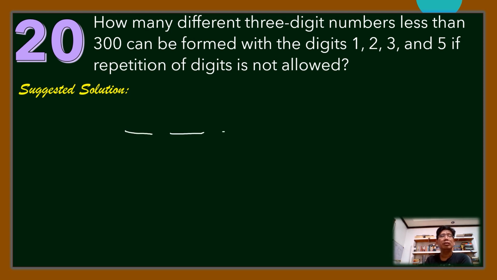So let us have 1 as the first digit, then we have 2, 3, and 5 as the choices for the second digit, then we have 3 choices. Since repetition is not allowed, for the third digit we will have only 2 choices. So we can have 6 3-digit numbers less than 300 that begin with 1 as the first digit.